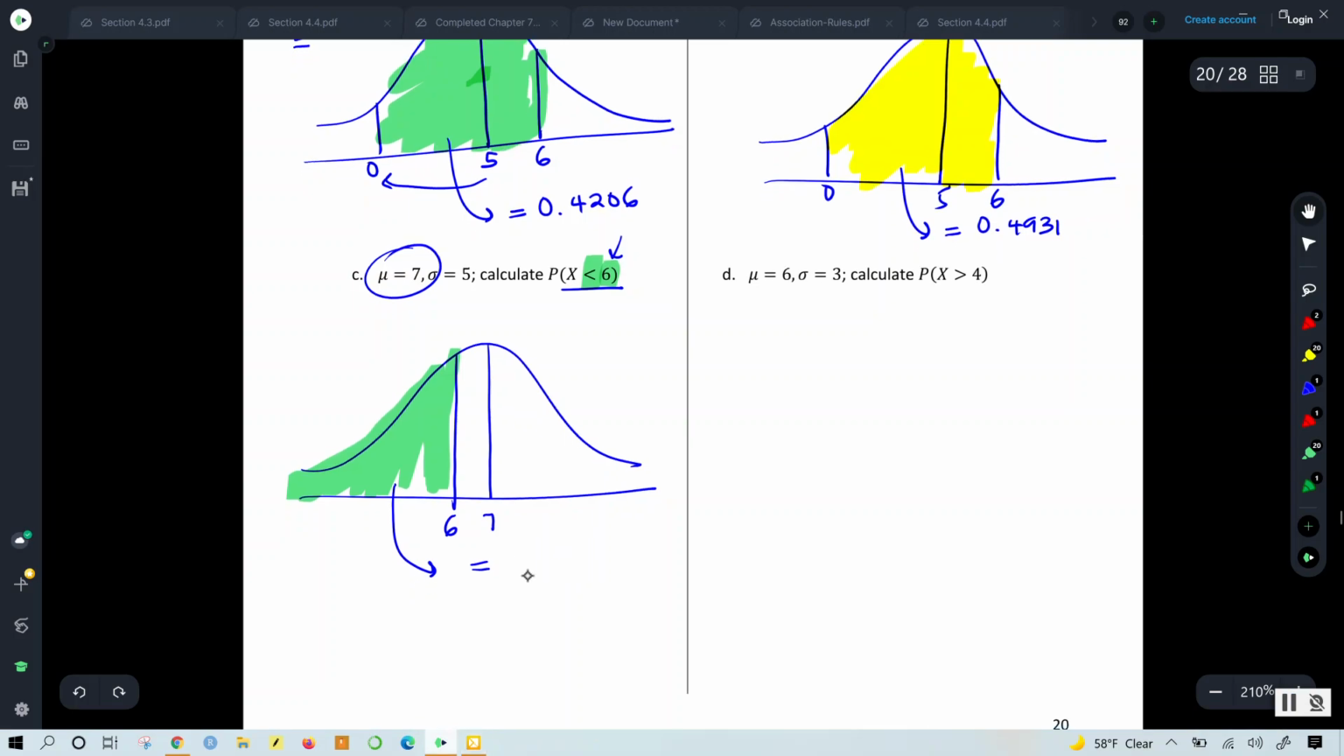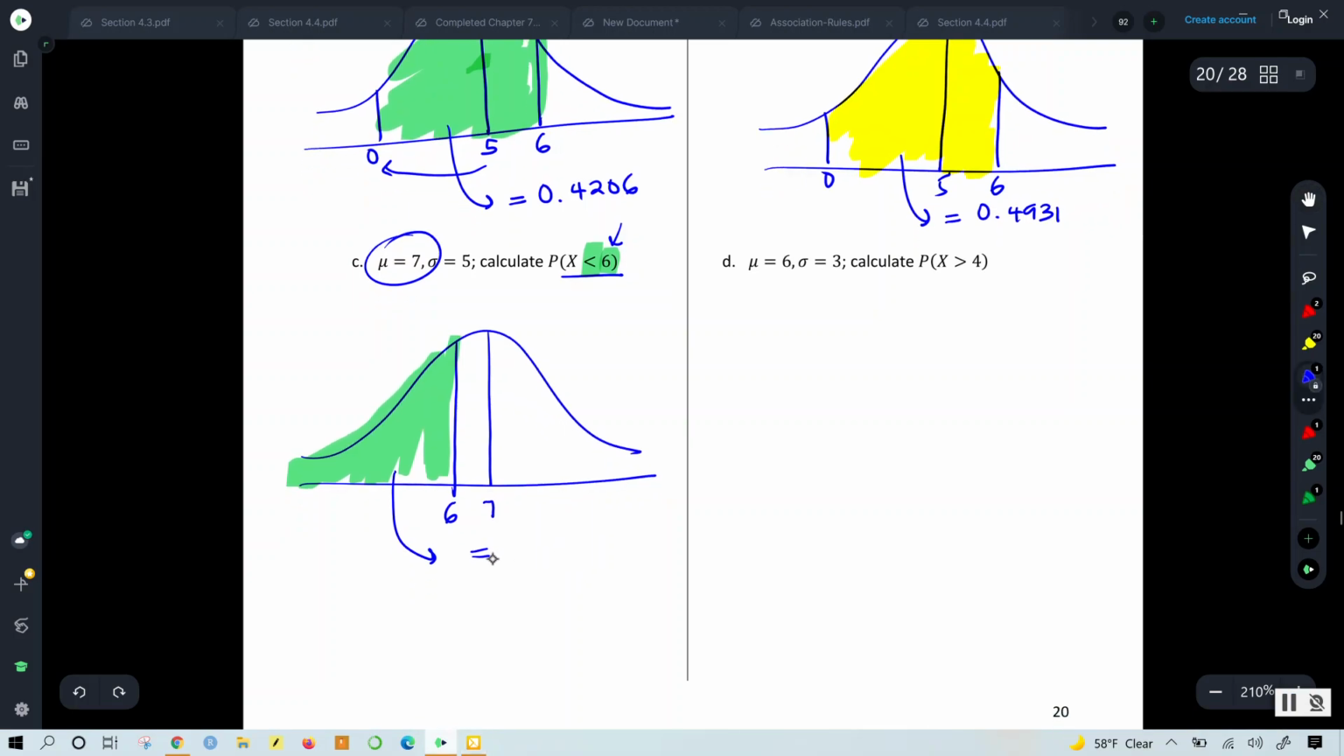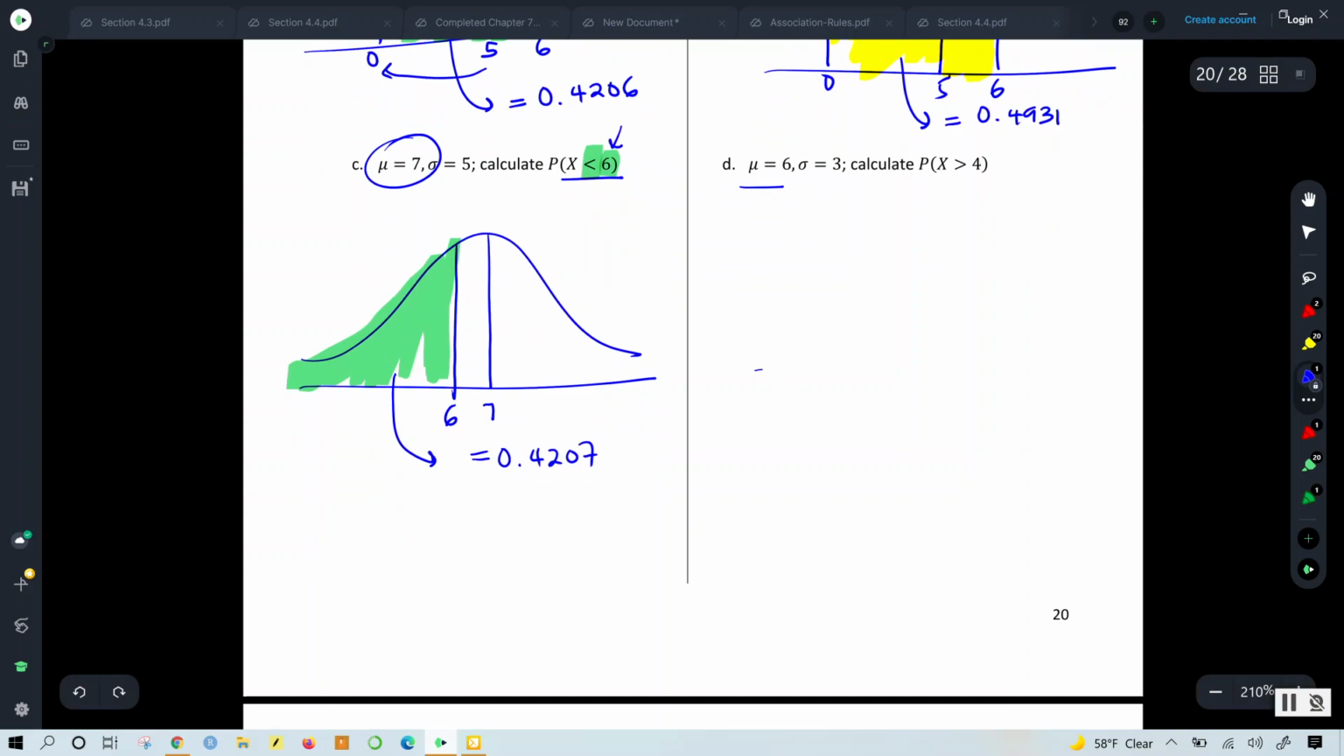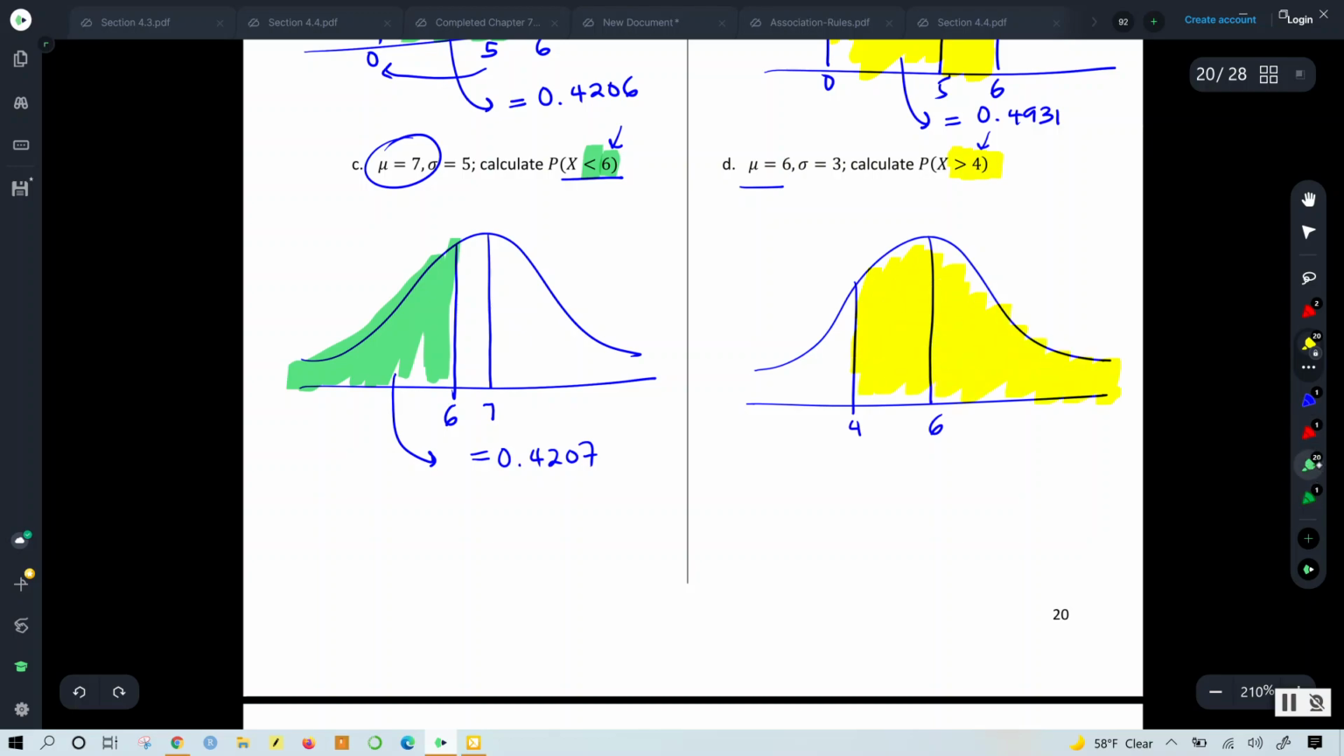So I have 0.4207. Then for the next question, question D, the mean is 6 and I want to find the probability connected with 4, and I want the area above 4. So above 4 would be this region.